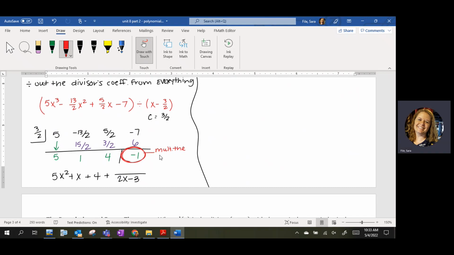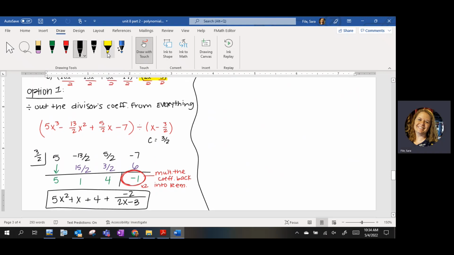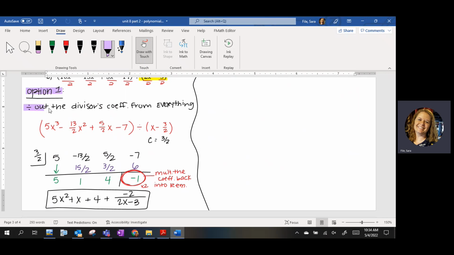So for the remainder, we have to multiply the coefficient back into just the remainder. So this is times 2 for this particular problem. So my remainder is actually -2. So I'm going to highlight what option 1 was. So let me get a different color. So purple. So option 1 was divide out the divisor's coefficient from everything first, do your synthetic division, and then multiply the coefficient back into the remainder.